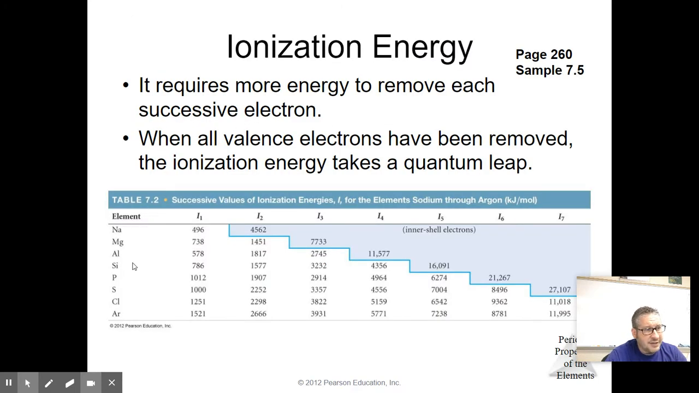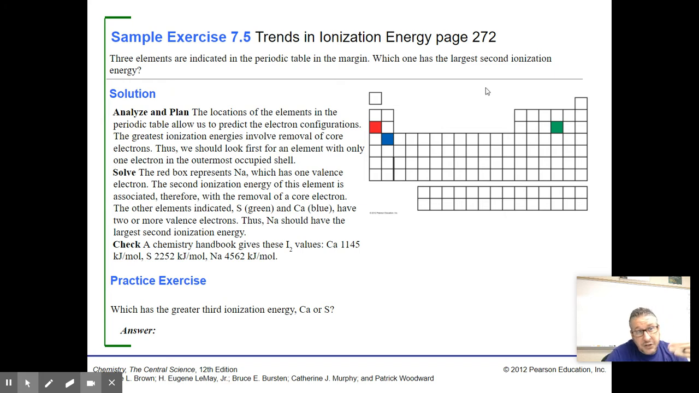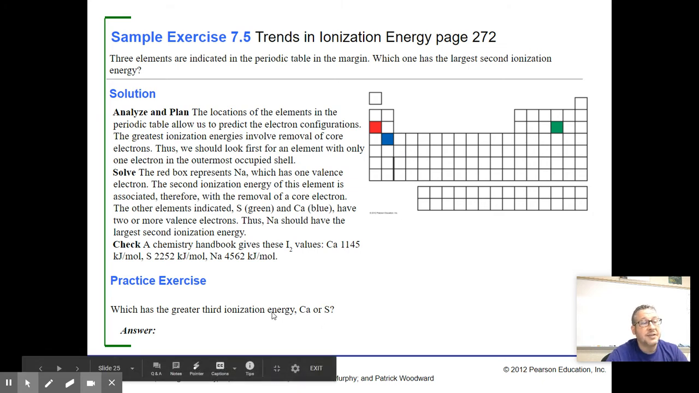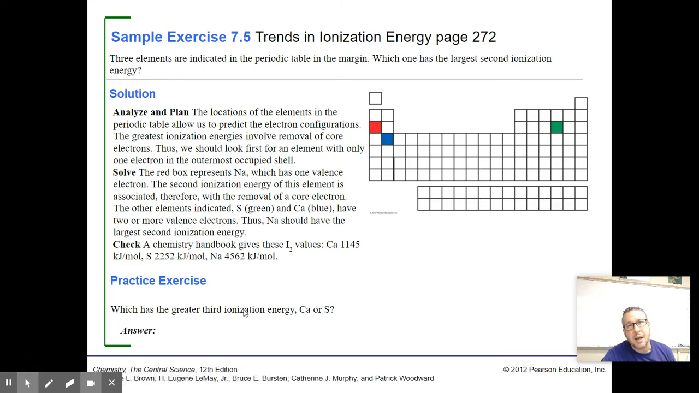I wasn't certain if they had it on this table, but they don't. But just know that that third electron coming from the core electrons, not going to happen. So your answer for the practice exercise would be that calcium has the greater third ionization energy because the third electron is coming from the core electrons.